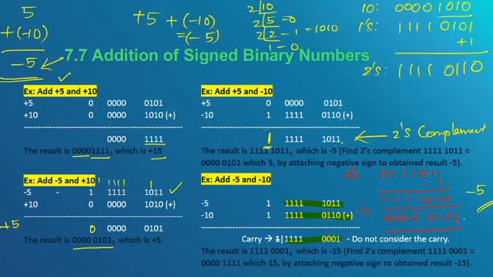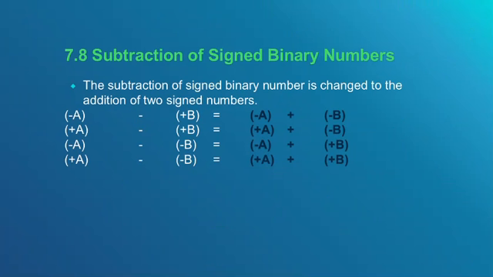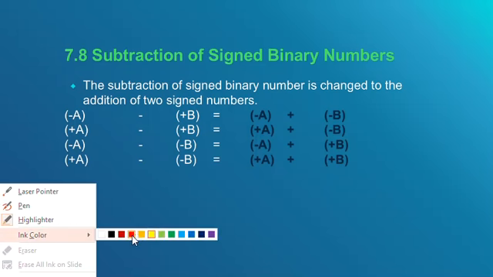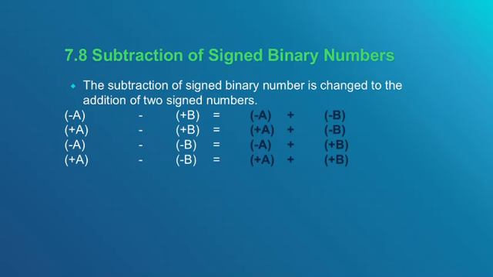Next we will see how a subtraction is carried out in signed binary numbers. Usually the subtraction will be performed as a replacement of addition. If you are having a subtraction, that will be converted into an addition operation. So you can see here, minus a and minus b. The minus will be taken inside and the plus will be taken out, so it becomes minus a plus minus b. So subtraction is converted into an addition.